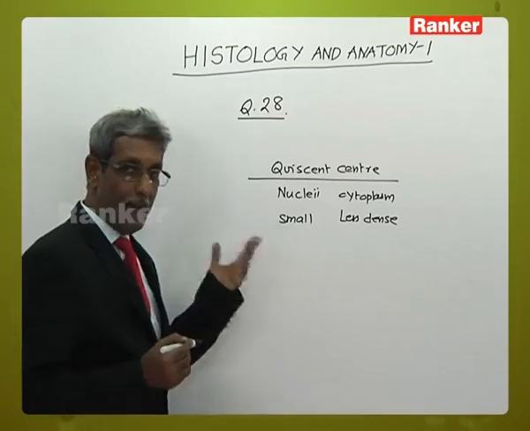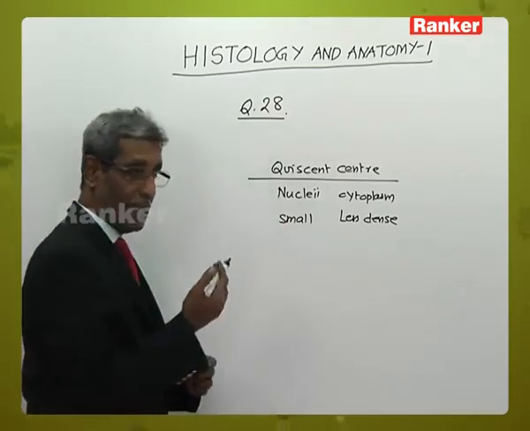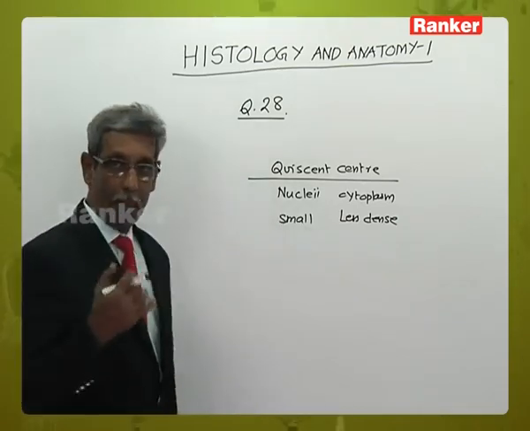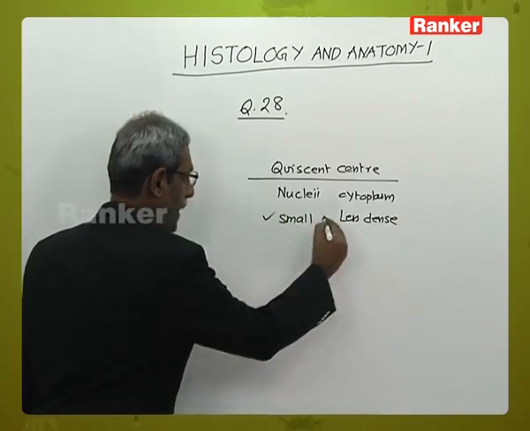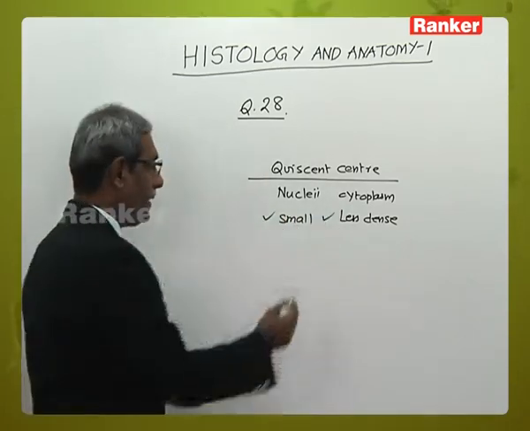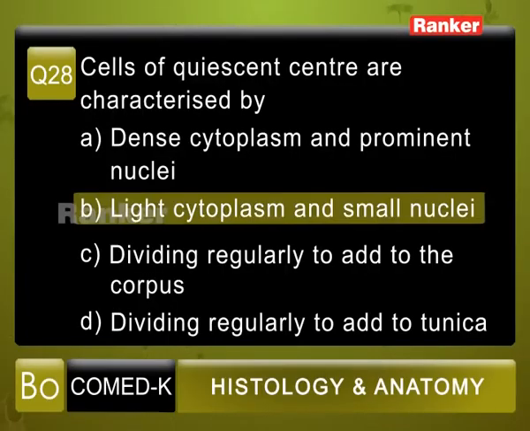So, when activity has to happen and the quiescence center divides, the nucleus which is small primarily programs for DNA replication. So, small nuclei and less dense cytoplasm are the characteristic features of a quiescent center. Hence, the answer is B.